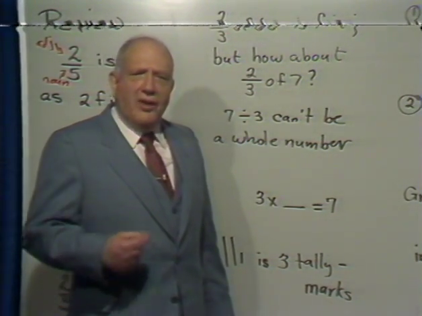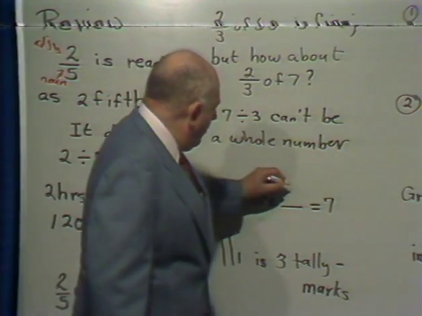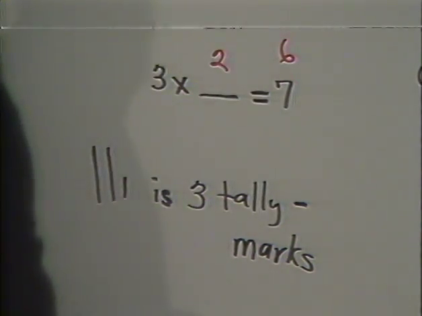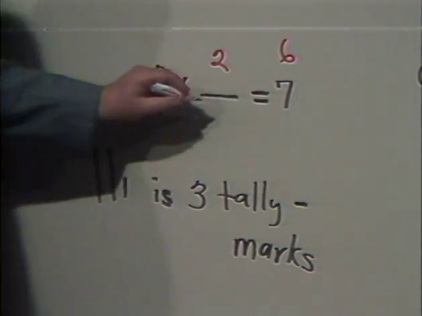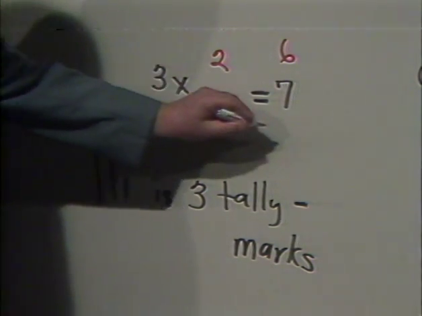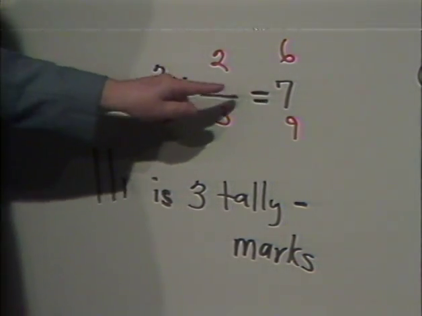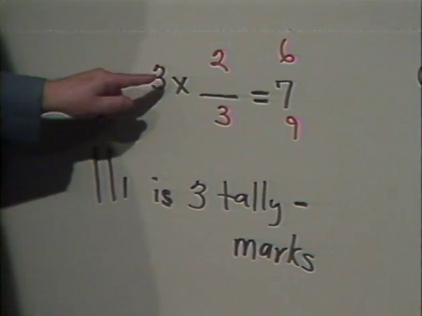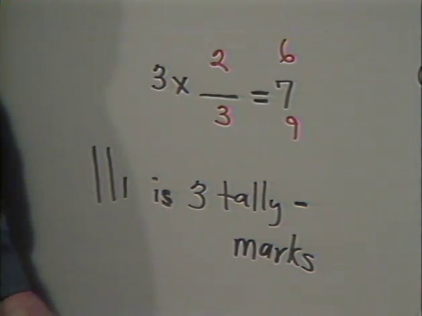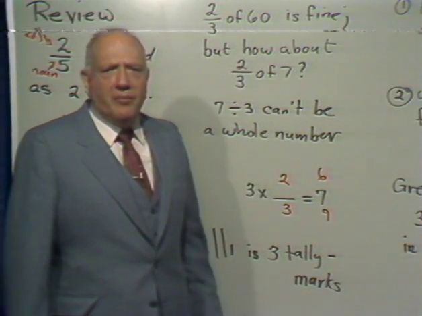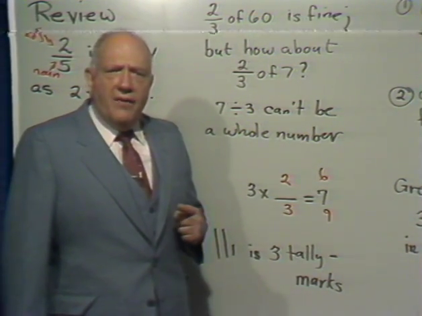Now, let's try to solve the problem 3 times blank equals 7. It's sort of like Goldilocks and the three bears. We try 2, but 3 times 2 is 6, and 6 is too small. So then we tried 3, but 3 times 3 was 9, and 9 is too big. In other words, whatever number we're looking for, it has to be more than 2, but less than 3. But when you're dealing with whole numbers, there are no whole numbers between 2 and 3. And be very, very careful about that.